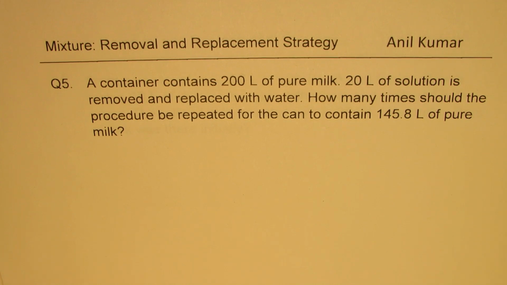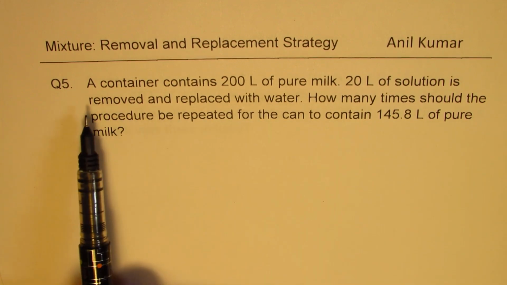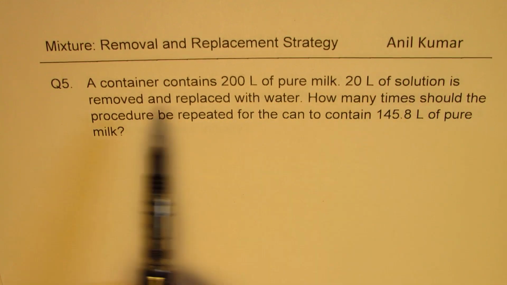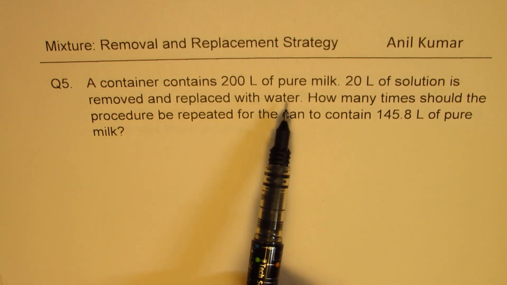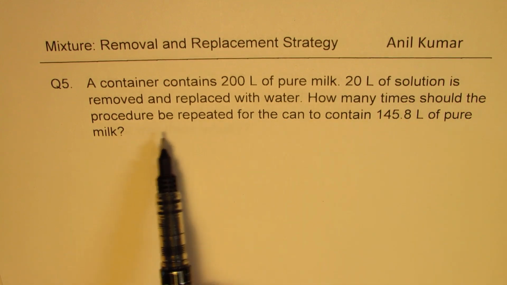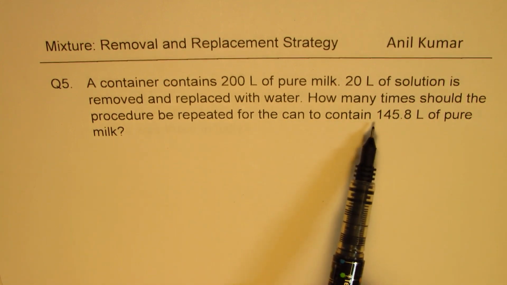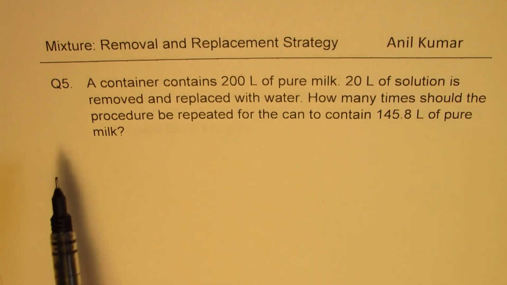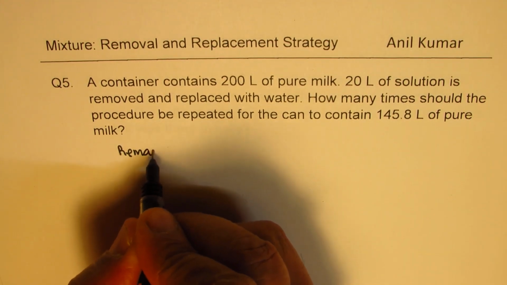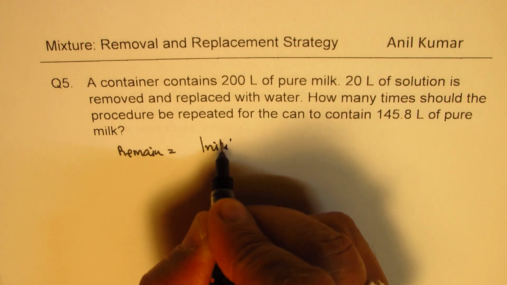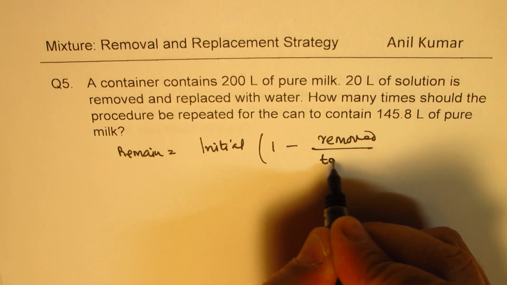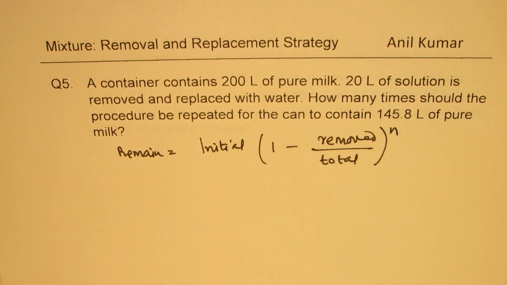The next question here is question number 5. It says, a container contains 200 liters of pure milk, 20 liters of solution is removed and replaced with water. So that means 10%. How many times should the procedure be repeated for the can to contain 145.8 liters of pure milk? In such cases, we have to use our formula, which is remains equals initial times 1 minus removed over total, raised to the number of times. Do you get the idea?